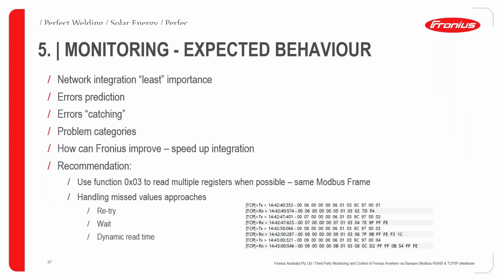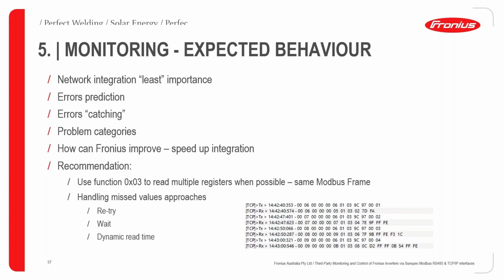Expected behavior. Why am I talking about expected behavior? Well, network integration always seems to have the least importance from our point of view, and this is actually important because networks can present unique challenges. They can cause a lot of noise, errors, disconnections. So a bit of thought needs to be put into that in the application as well. Again, what kind of errors can occur? Do we need to catch any errors? Are they in the Modbus? Are they in the network? Are they in the data profiles themselves? Something to think about as well.